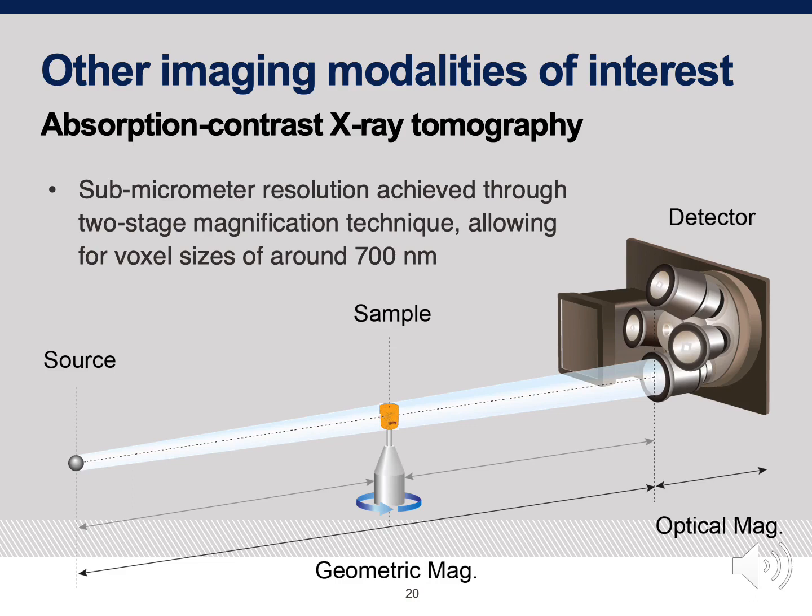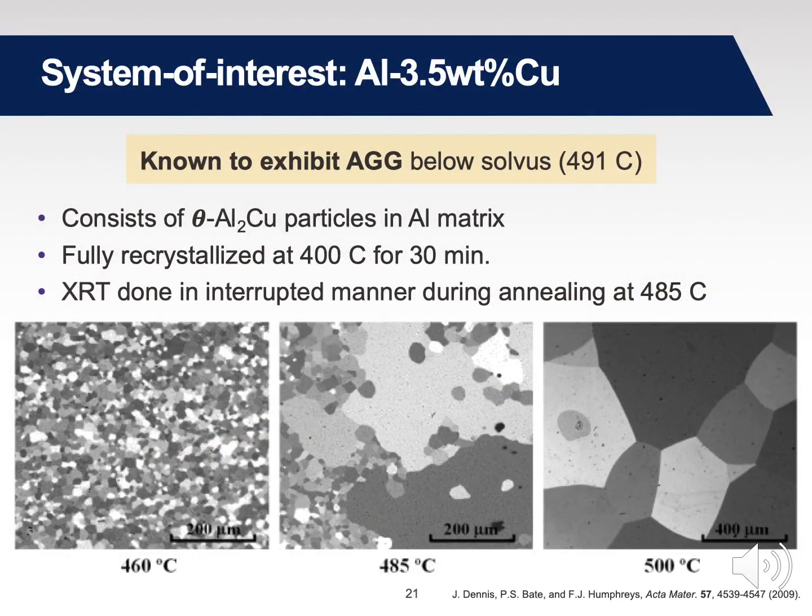And so the bottom line is that DCT allows us to retrieve the grain structure, while ACT allows us to identify the particle distribution. And so using the two of these techniques in tandem, we can achieve a holistic view of our material, not only the grain boundaries, but also the particles. We focus on an aluminum copper alloy of composition aluminum 3.5 weight% copper. The reason being is that it is known to exhibit abnormal grain growth below the solvus temperature.